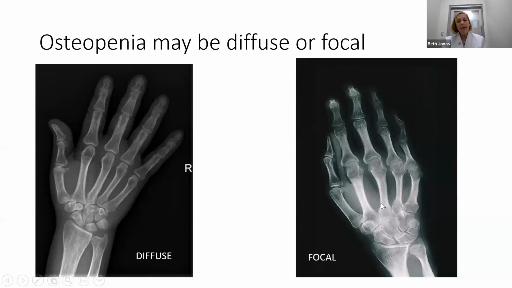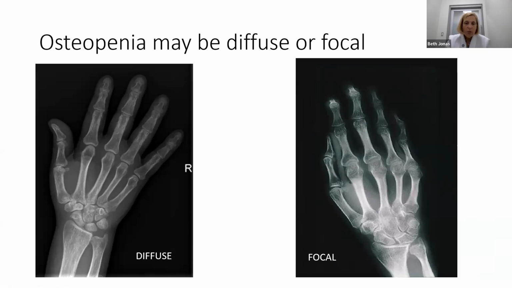On the right side, the cortex of the bone may be also down, but you primarily see focal osteopenia at the periarticular bone. So here at the MCP and the PIP, you can just see how washed out the bone is in the periarticular regions. And that is really just a marker of inflammation. And you can see this even in very early arthritis before there's erosion.